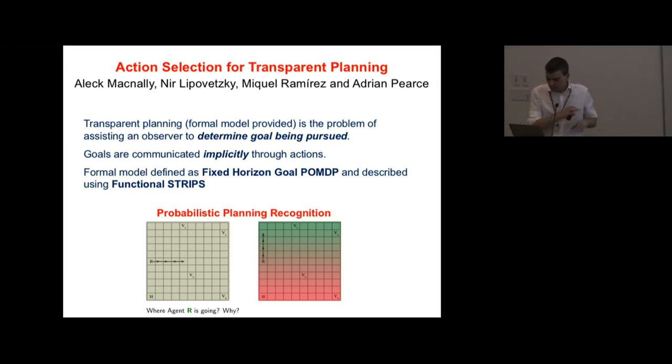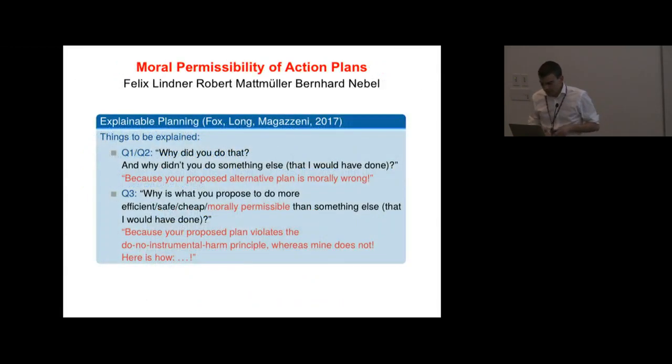There is a nice paper where they propose a formal framework based on probabilistic plan recognition, and they talk about how actions can be used to explain the goal they are achieving. Now, this work from Felix Robert and Bernard Bell, they did a nice thing. They took the question that we put in our explainable planning paper, but they added an additional layer, which I think is very, very interesting and remarkable.